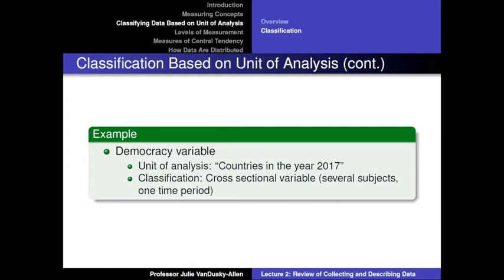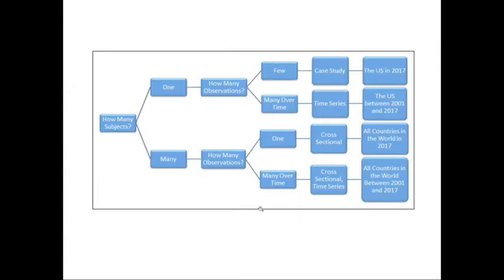Going back to our democracy variable example, our unit of analysis was countries throughout the world in 2017. In our variable, we would have observations for many subjects, all countries in the world, with one observation each in 2017, so this would make the variable cross-sectional.